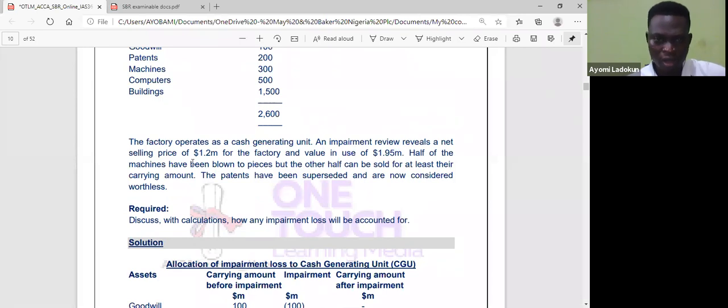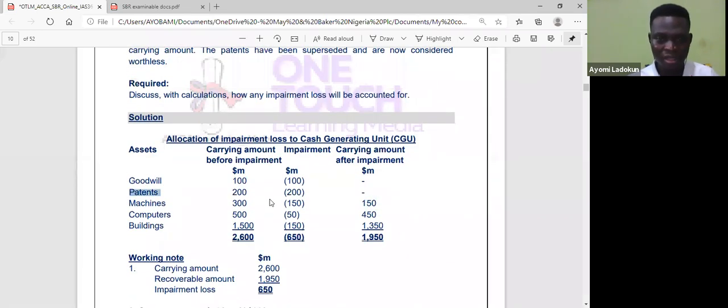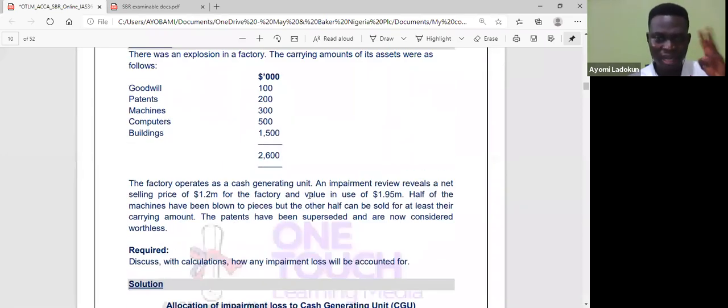Then I move on. It said the patent has been superseded and now considered worthless. That is 0. So I go to patent. Can you see that? So you are allocating 200. So I have allocated 200 and 150. That's 350. I have 300 left. Okay, so you must be watching that balance. I have 300 left.